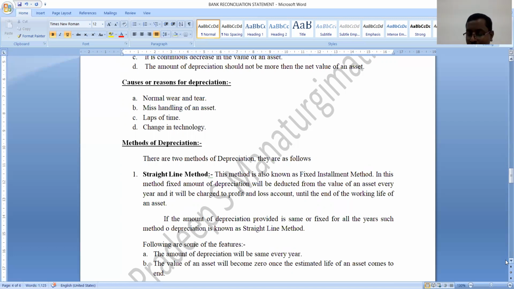And the third one is lapse of time. For example, if you purchased an asset in the year 2015 and you are planning to sell that particular asset in the year 2020, you cannot sell it at the same price because of lapse of time. You used that asset for a period of 5 years. That is lapse of time. The next one is a change in technology, meaning every company wishes to adopt a new technology, so they should replace their existing technology. In order to replace their existing technology, they have to charge depreciation on it.